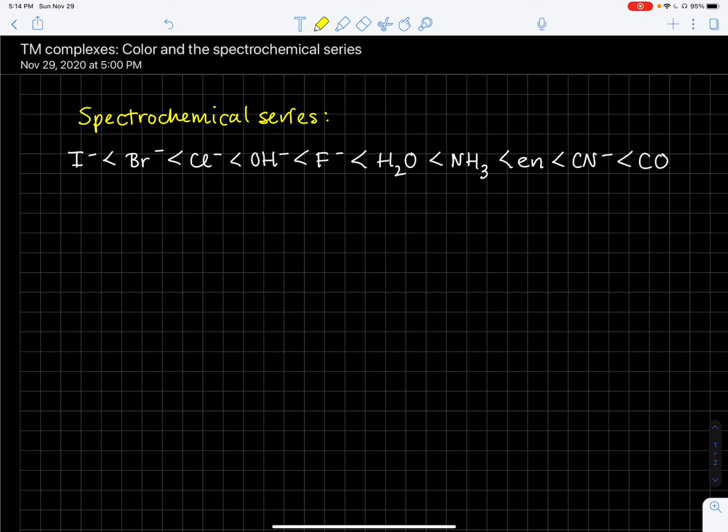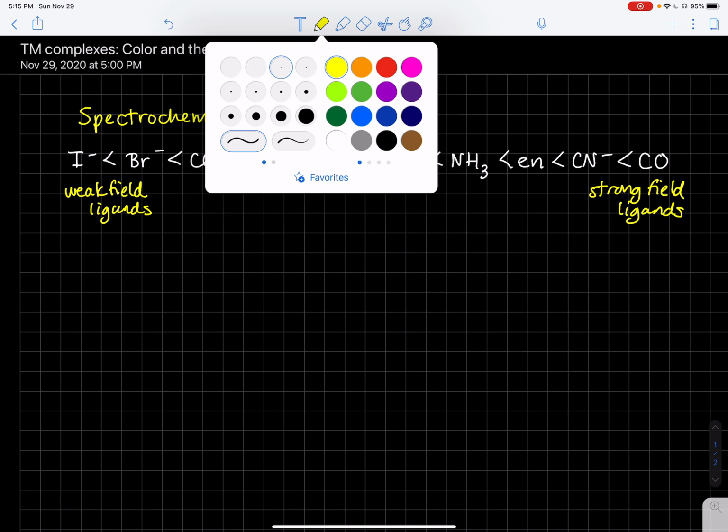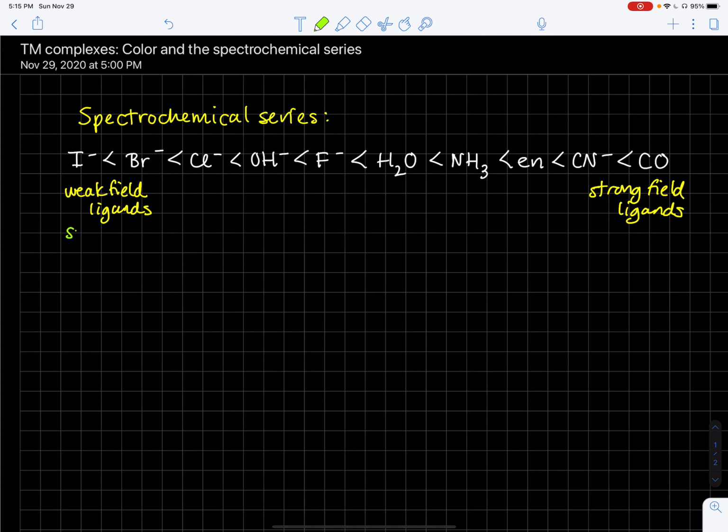And the less than sign is just showing us that here at this end, we have what we call weak field ligands. And then at the other end, we have strong field ligands. And what that means is weak field ligands cause a small octahedral splitting, delta O. Strong field ligands cause a large octahedral splitting, delta O. And those large and small splittings are energy splittings.